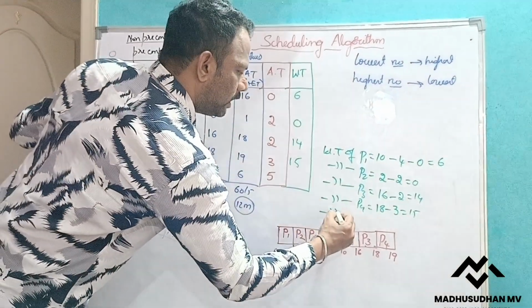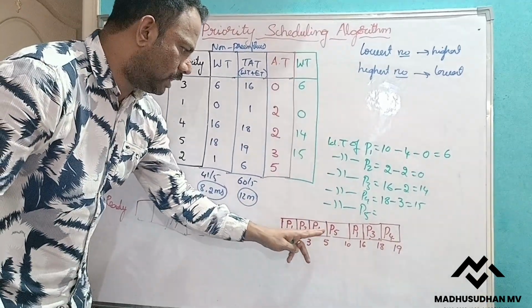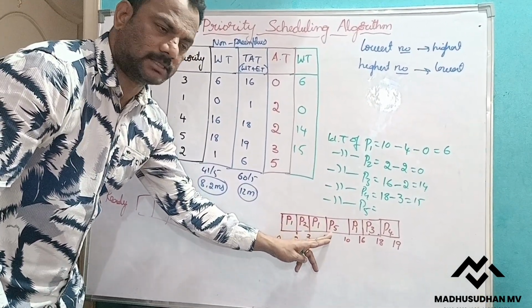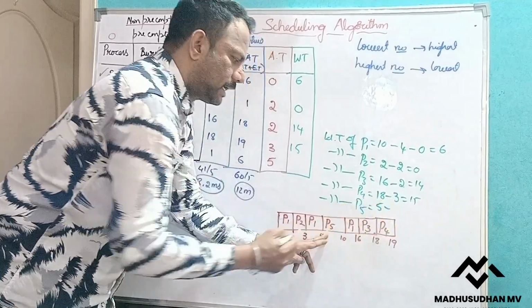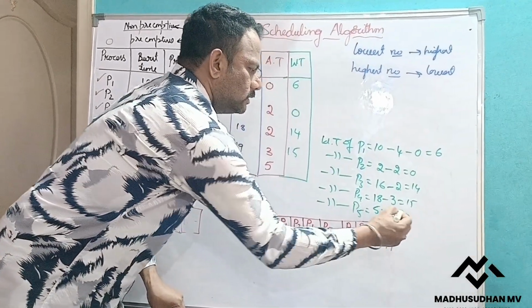So the last one, waiting time of P5. Again P5 has only one occurrence. P5 starts at 5 milliseconds. That means it waited for 5 milliseconds. But it arrived at 5 milliseconds. So 5 minus 5, 0.